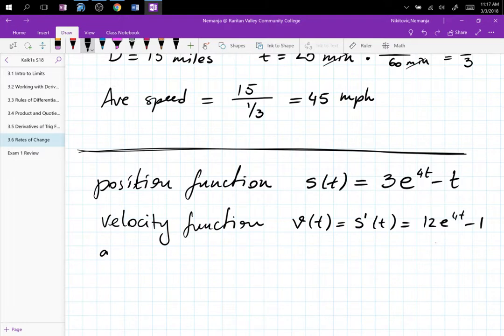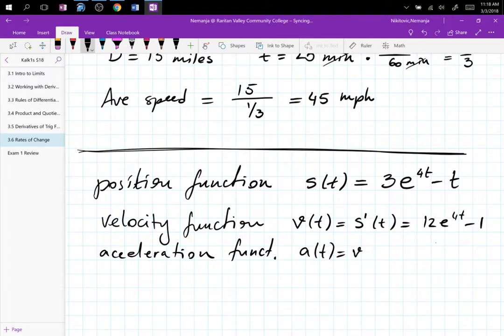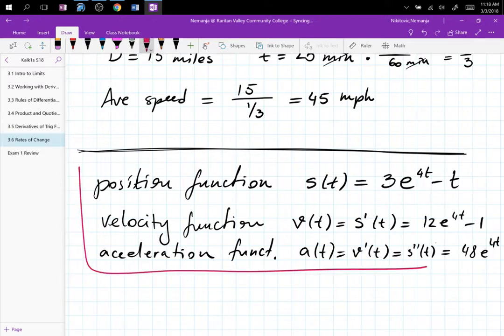And then we have the acceleration function, which is a of t, which is the first derivative of velocity, or the second derivative of position. And in our case, it's 48e to the 4t, just for the sake of this example. Now, I am going to box everything except the example.